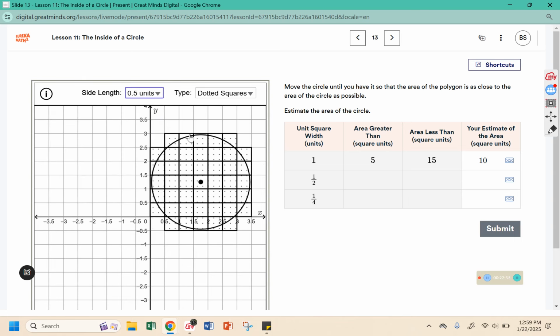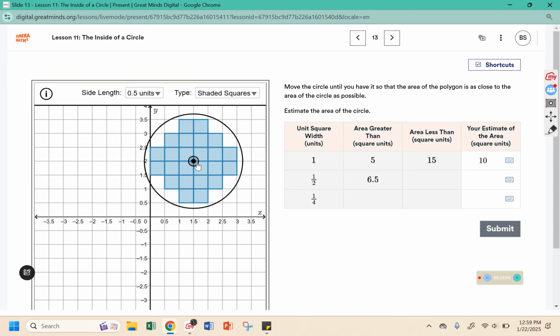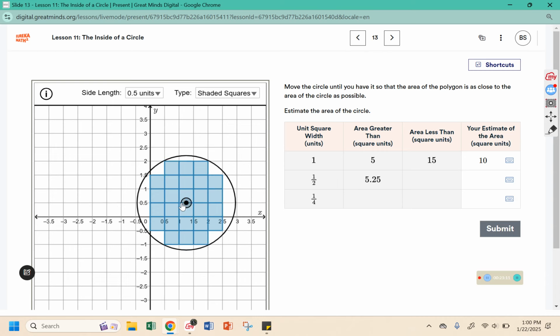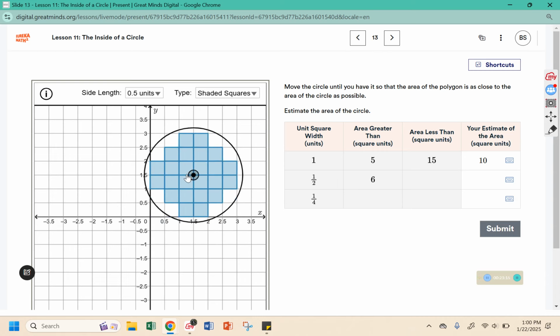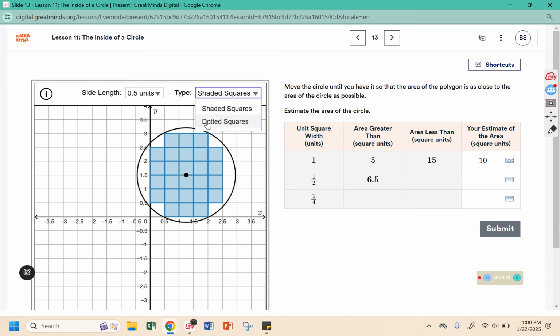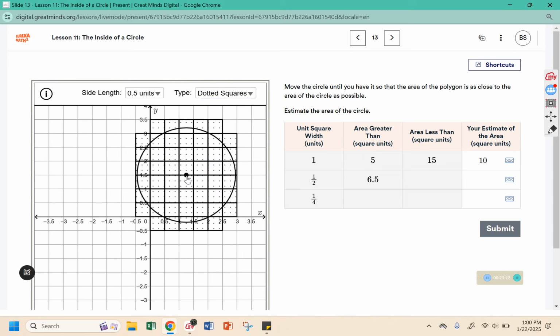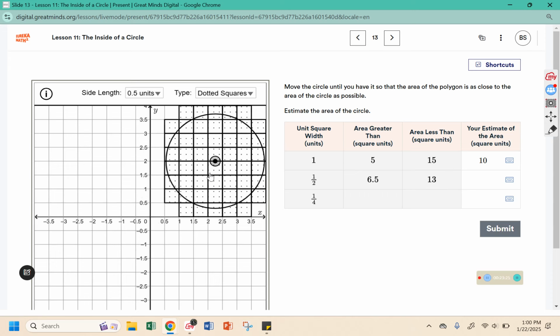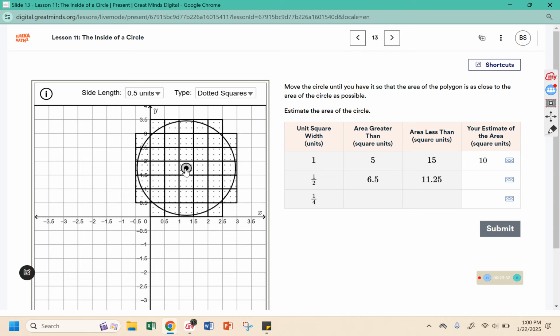Now we're going to change our unit to a half of a unit. For the shaded squares, that's going to be the area that has to be bigger than. So it's 6.5. We're going to try and maximize this measurement. So if you see anything bigger than 6.5, we want to go for that. And then for this next one, we want to use the dotted squares, and we want to minimize this amount. So the smallest number is what we're going to want to keep. You see 11.25. Okay, so somewhere between 11.25 and 6.5. So 10 is still a reasonable estimate because it's still in between. So you could estimate that the area is still 10 again.